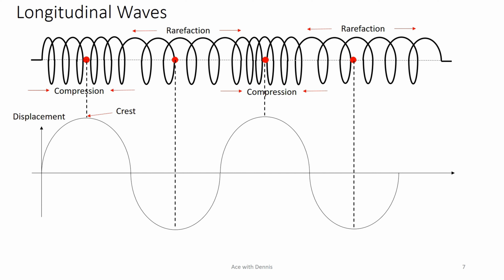The peak of the wave is called the crest, and the minimum point of the wave is called the trough. This is the crest, and this is the trough.